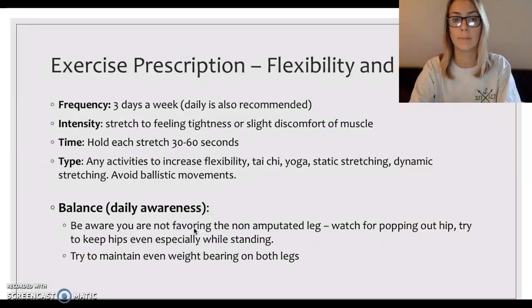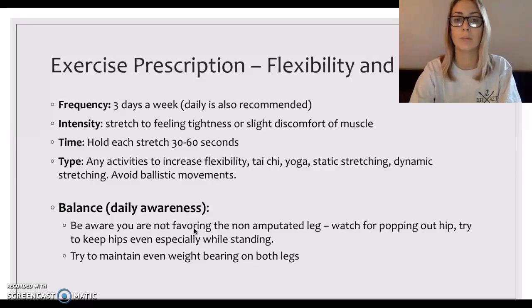For his flexibility and balance prescription, he should be doing this 3 days a week, but daily is also recommended. He should stretch to the feeling of tightness or slight discomfort of muscle, hold each stretch for 30 to 60 seconds, and he could do any type of activity to increase flexibility. This could include Tai Chi, yoga, static stretching, or dynamic stretching. However, he should avoid ballistic movements.